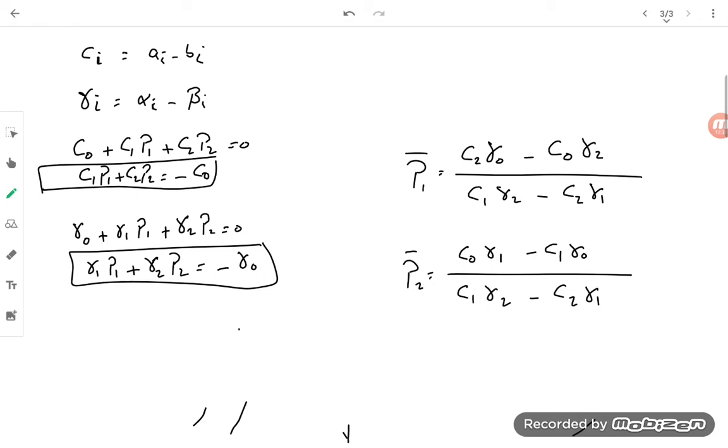So this is the equilibrium prices for the two different commodities, and we can substitute in the equations in order to get the equilibrium quantity.